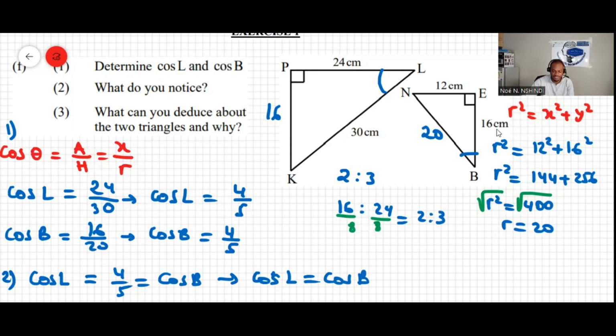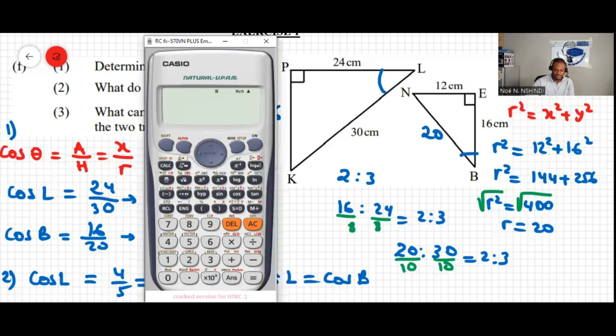Now let's take the other corresponding sides, 30 and 20. If this side is 20 and the other is 30, I can divide both by the highest common factor, 10, and we still get 2 to 3. Now this other side, I said 16. Let's double check. It's the square root of 30 squared minus 24 squared, and this is equal to 18. Sorry, that was 18.